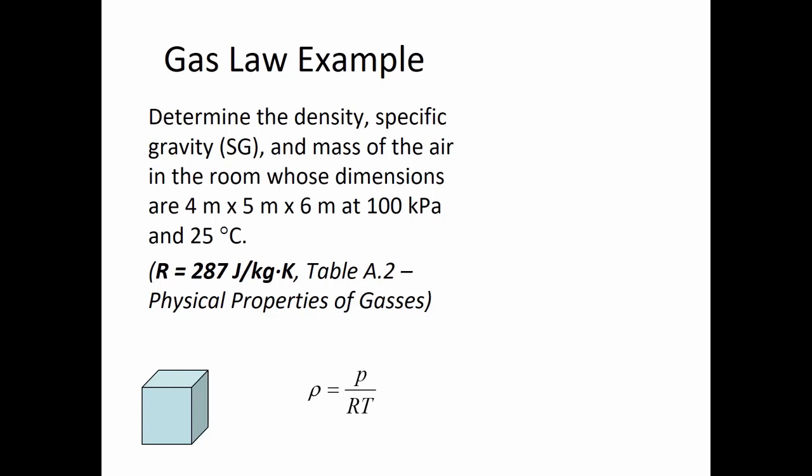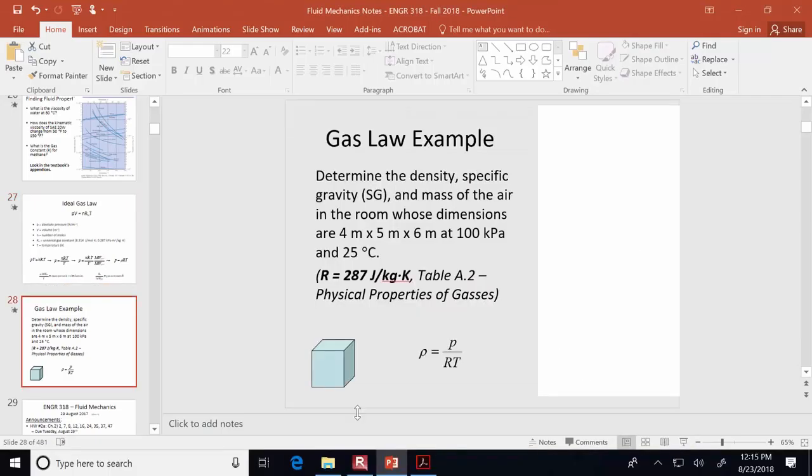The density relates to the pressure. And so in this room it says the pressure is 100 kilopascals. And so you put in 100 kilopascals. The R value comes from table A2. And then the T is the temperature of the gas, which you've converted from Celsius to Kelvin.